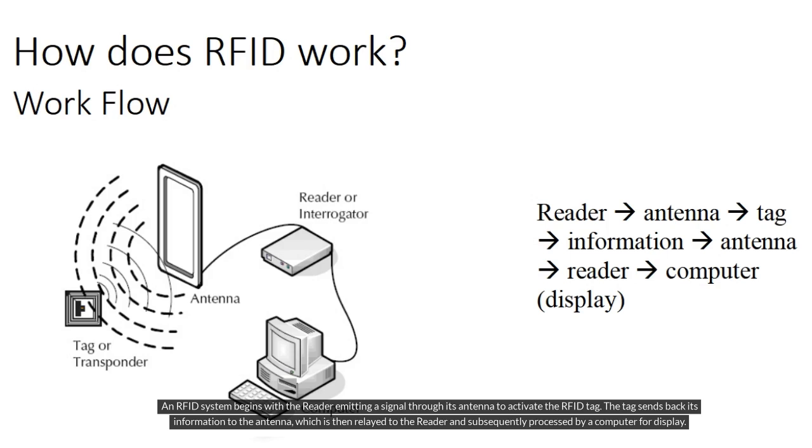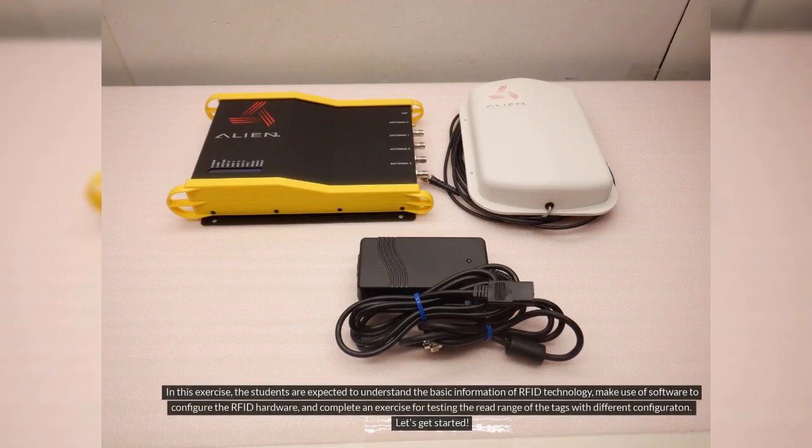The tag sends back its information to the antenna, which is then relayed to the reader and subsequently processed by a computer for display. In this exercise, the students are expected to understand the basic information of RFID technology, make use of software to configure the RFID hardware, and complete an exercise for testing the read range of the tags with different configurations. Let's get started.